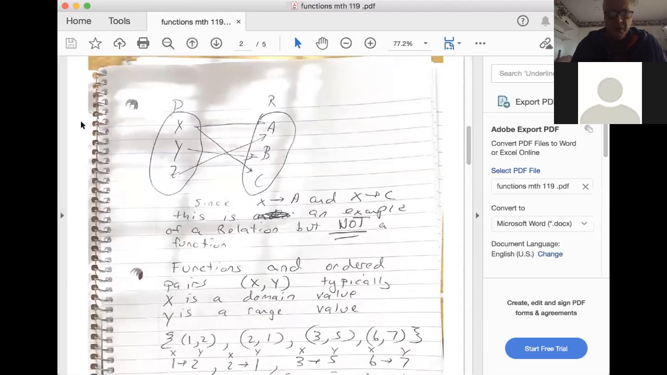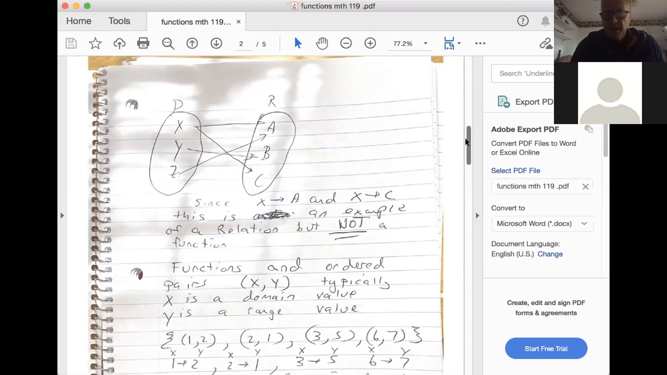If we look at this one, our domain is X, Y, and Z. Our range this time is A, B, C. X gets paired off with A and with C. Since X has two pairings, it cannot be a function.